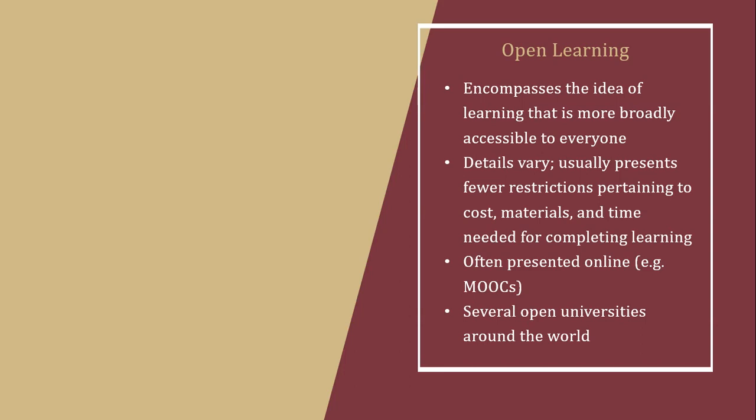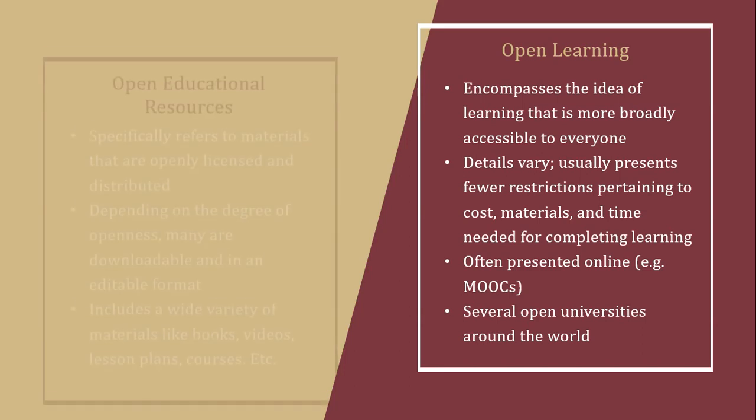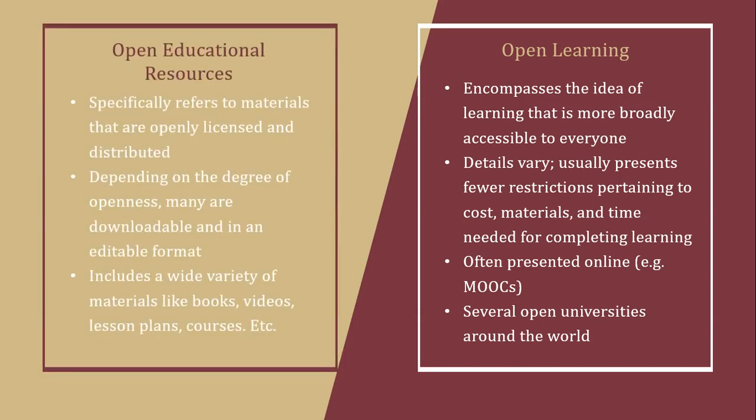Sometimes these resources have longer timelines for completion or lower to non-existent costs associated with them. There are even several open universities around the world where students can earn degrees at much lower costs than traditional universities. Open educational resources, on the other hand, specifically refers to materials that have an open license that allow them to be more easily accessed and adapted and distributed.